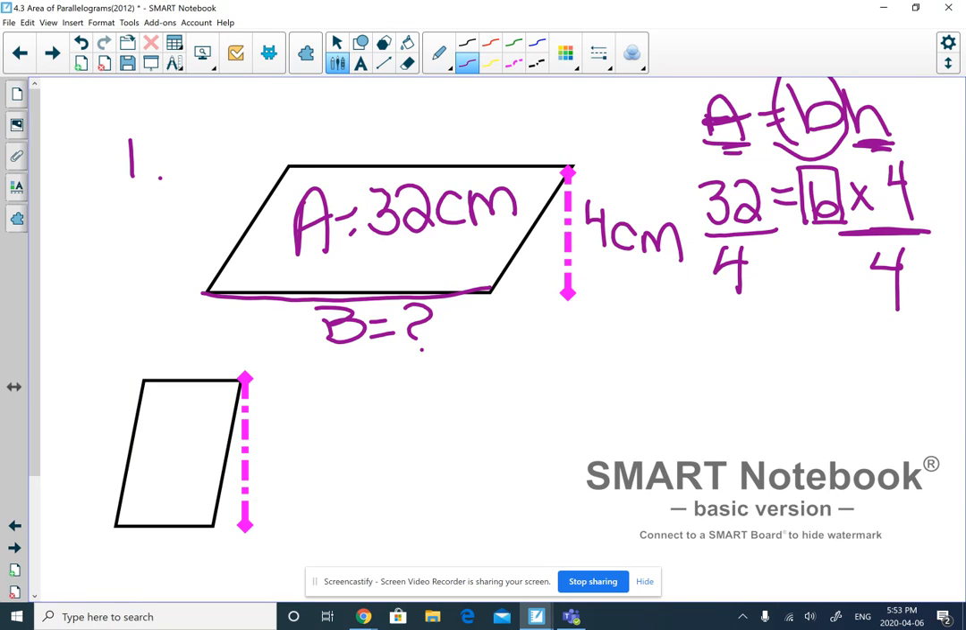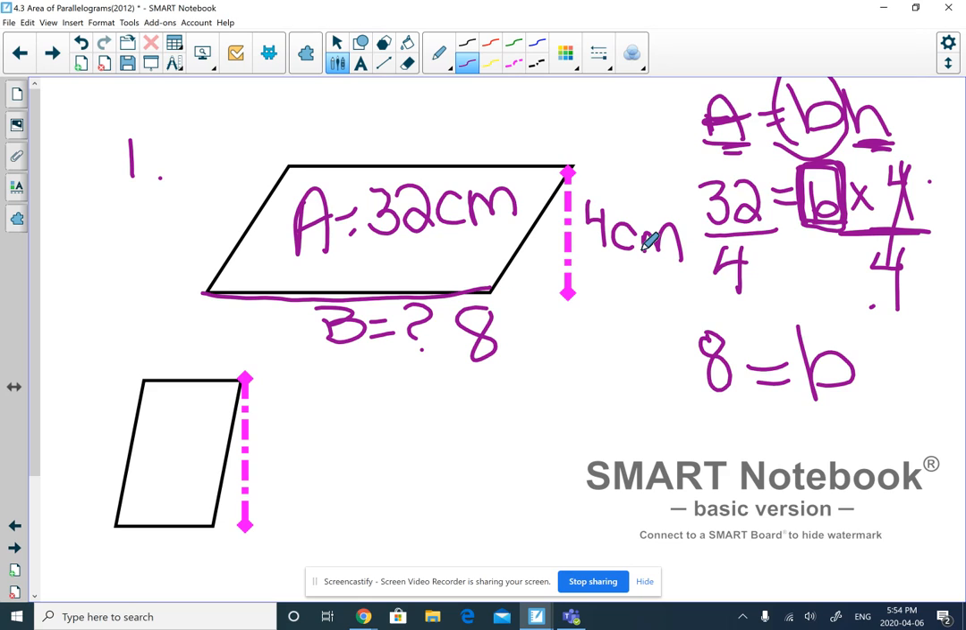So if I'm going to divide by 4 to isolate the variable and solve for B, because I want to end up with B equals something, I'm going to have to get rid of the 4 by doing the opposite or inverse operation. So I'm going to divide by 4, and what I do to one side of my equation, I do to the other. So 32 divided by 4 is going to give me 8. So the base is actually 8.